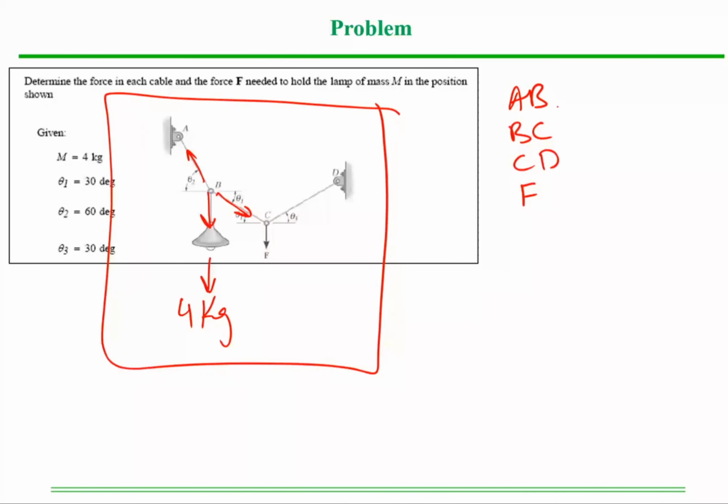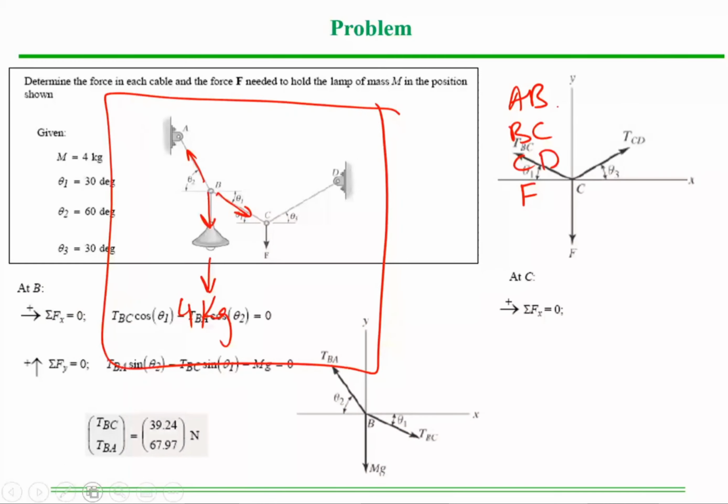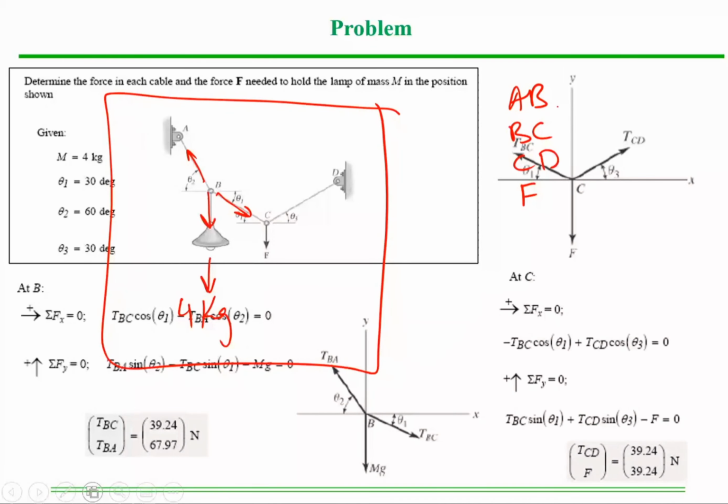So let's have a look. I won't go into the details of the free body diagram now because you know everything about it. Let us look at our tension AB, which is 67.97, and our force F is 39.24. So you have to find out why you're getting 78.3. Check your calculations.